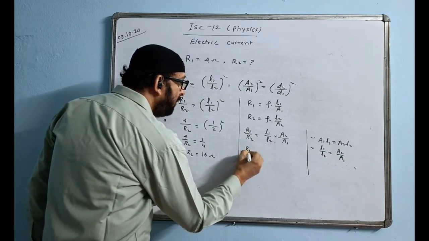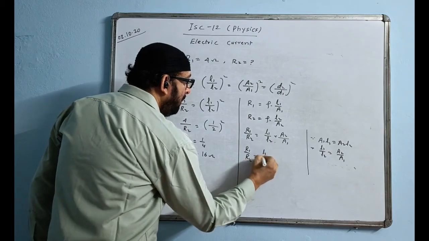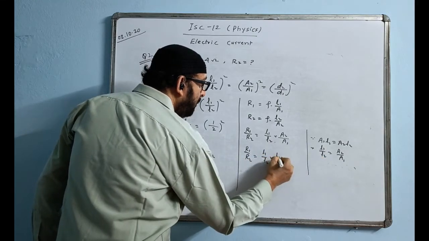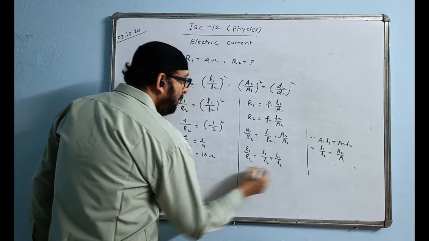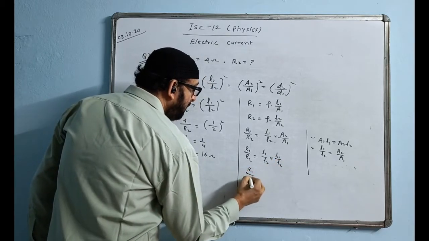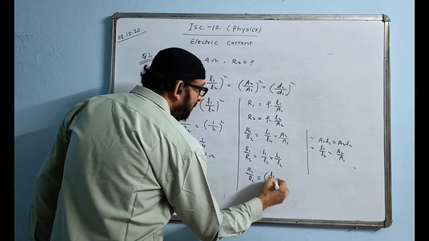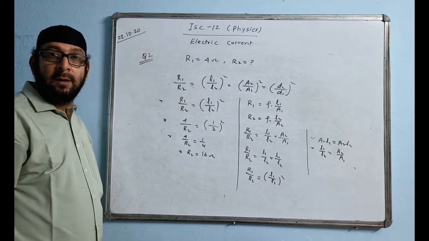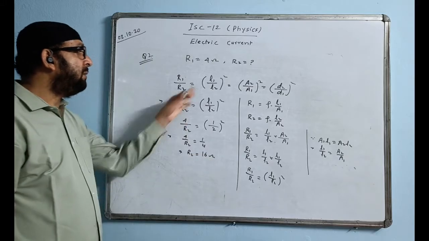So what I will do now, R1 by R2 is equal to L1 by L2 will keep as it is, and A2 by A1 when I replace, I put L1 by L2. The answer will become R1 by R2 is equal to L1 by L2 whole square. That's what I wrote here. You can have a look at it. So this is the reason why the formula becomes like this.